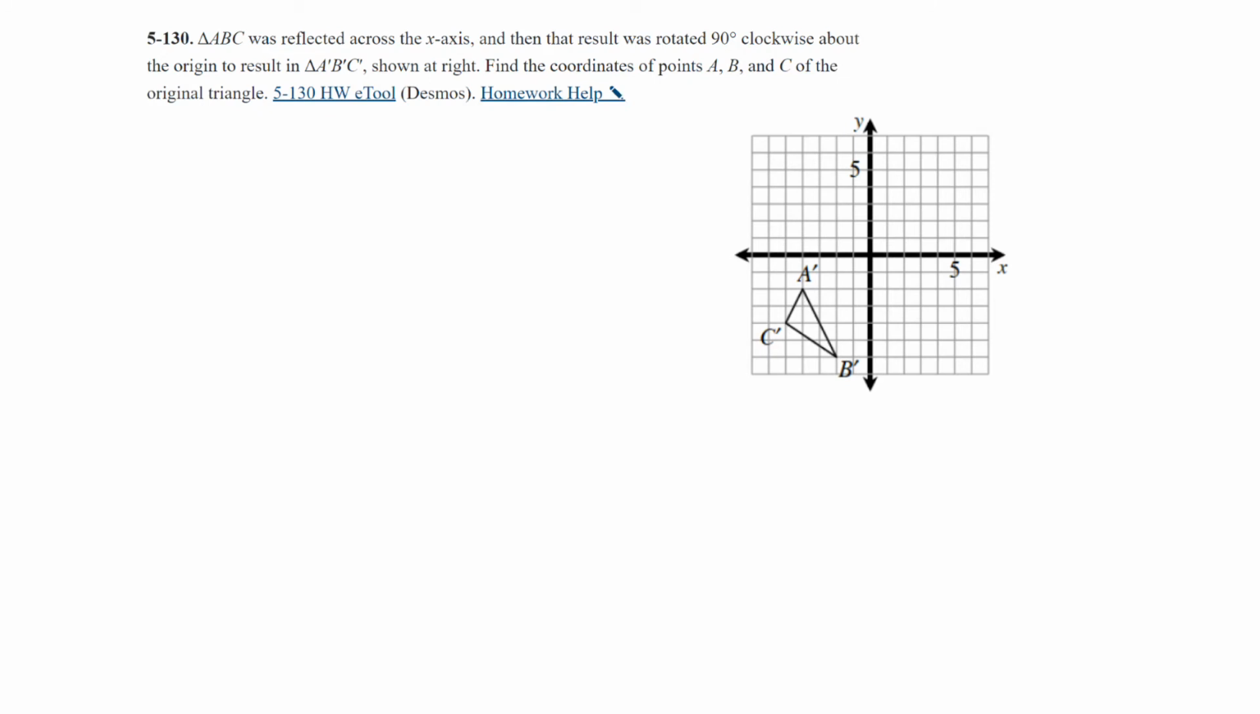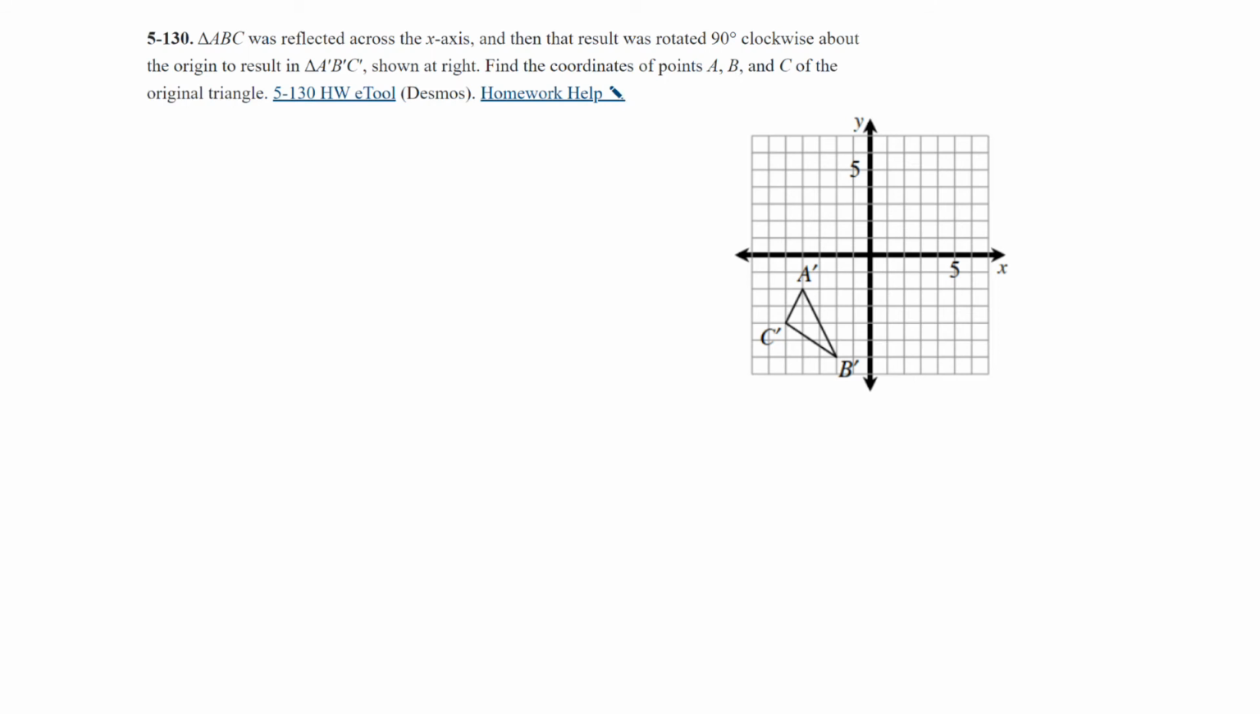Question 130. Triangle ABC was reflected across the x-axis, and then the result was rotated 90 degrees clockwise about the origin to result in triangle A prime, B prime, C prime shown at the right. Find the coordinates of the original A, B, and C. Find the points of A, B, and C of the original triangle.